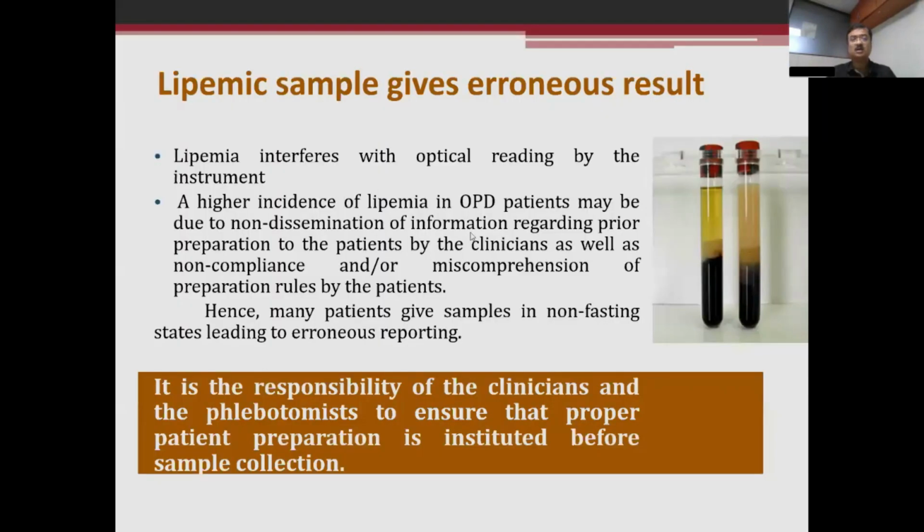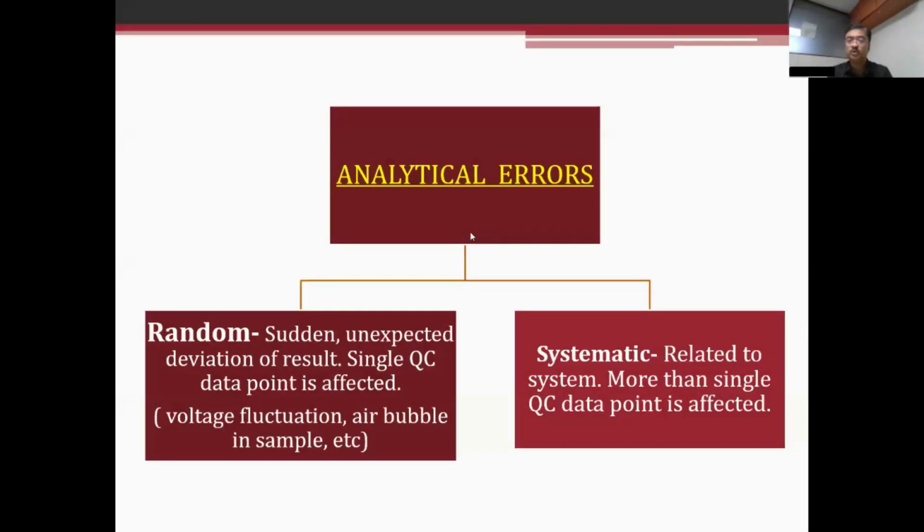Now we go in a nutshell through analytical errors. We divide analytical errors into two categories. One is random and one is systemic. If you know what is random and what is systemic, you should get an idea about analytical errors. Random errors are those which occur all of a sudden and are not present in the system. That means there is no guarantee that the same problem will recur again and again when you run the samples again. So random means it happened all of a sudden.